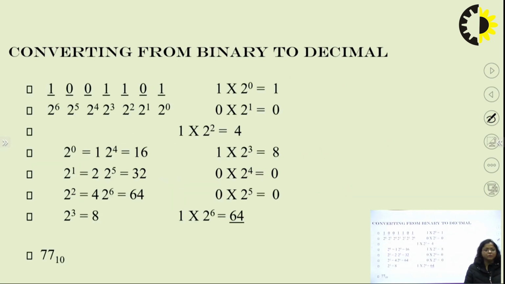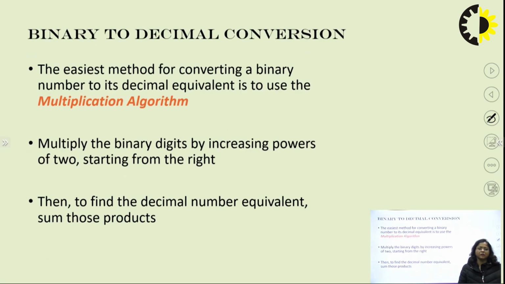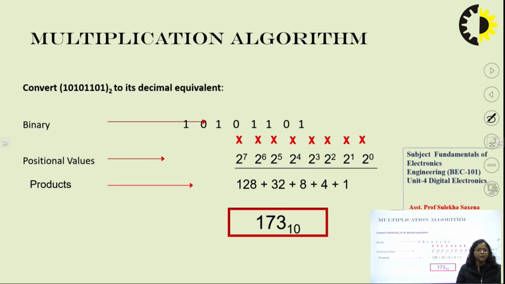So this is the simple way to convert any number to decimal. We use the weighted sum method. It is also called the multiplication algorithm. Multiply each value by its corresponding weight and sum up all the values to find out the decimal equivalent number.